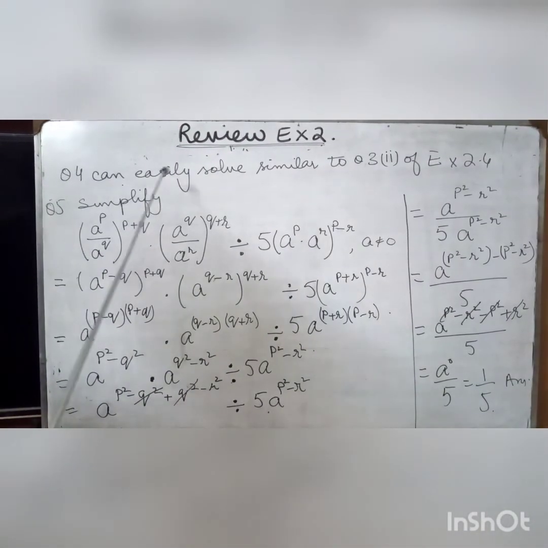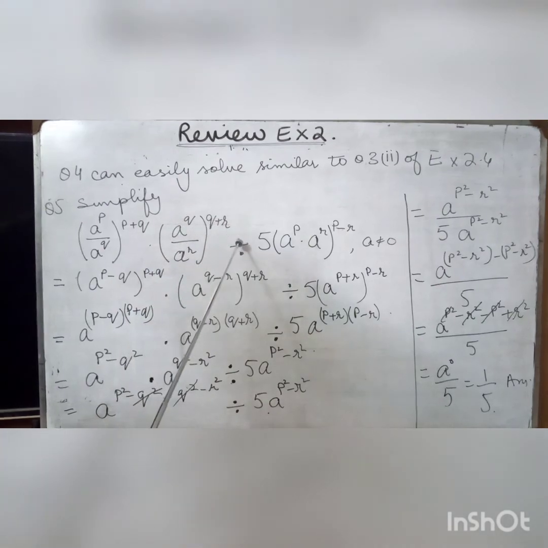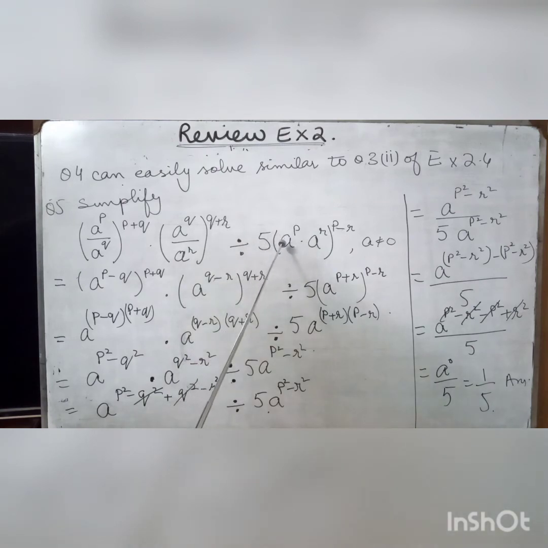Question number 4 can easily be solved similar to question number 3, part 2 of exercise 2.4. Question number 5. Simplify a raised to power p over a raised to power q with exponent p plus q, a raised to power q over a raised to power r with exponent q plus r, divided by 5 into a raised to power p dot a raised to power r with exponent p minus r, where a is not equal to 0.